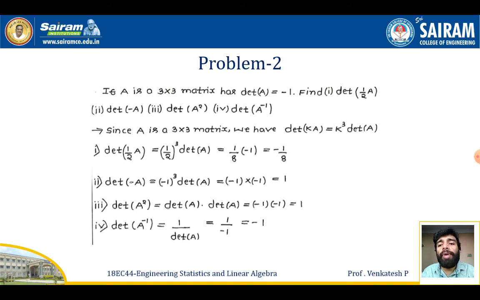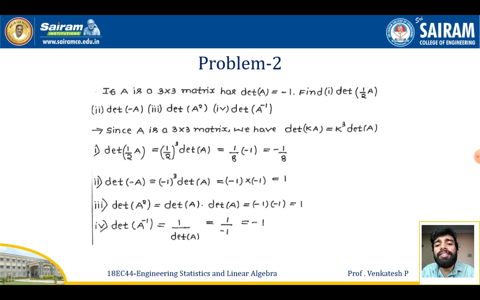Now one more example. If A is a 3 cross 3 matrix and the determinant of A is equal to minus 1, find the determinant of 1 by 2 into A, second, the determinant of minus A, third, the determinant of A square, fourth, the determinant of A inverse. We'll see how to find these.